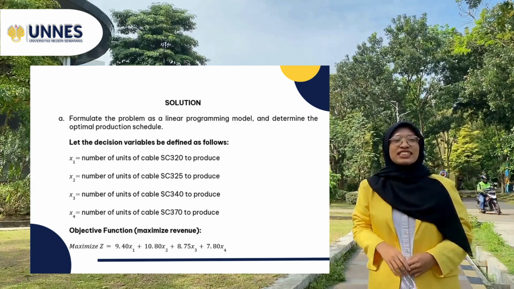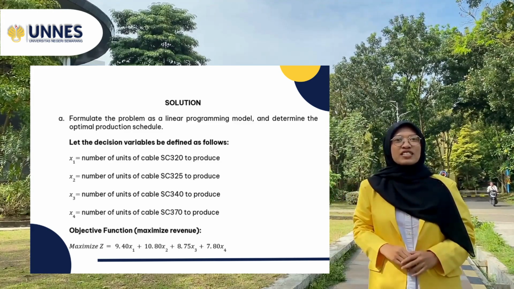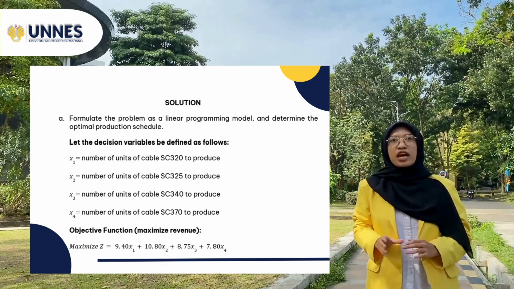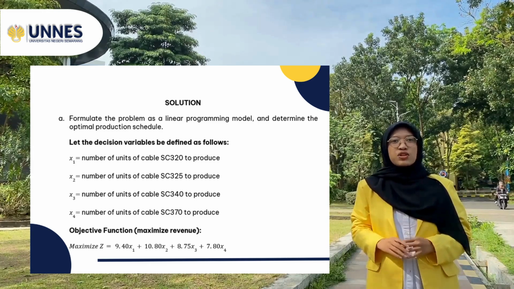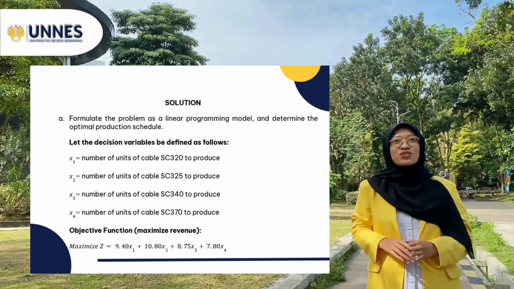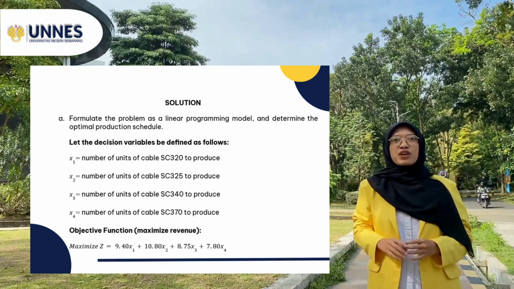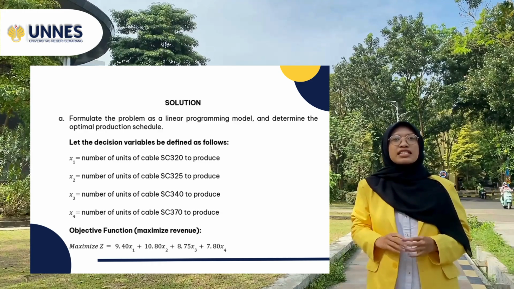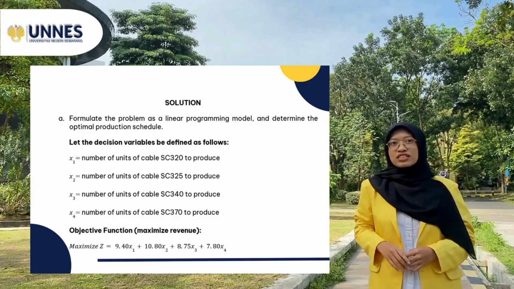Let's break it down. So, let the decision variables be defined as follows. X1 as number of units of cable SC320 to produce. X2 is the number of units of cable SC325 to produce. X3 is the number of units of cable SC340 to produce. And X4 is the number of units of cable SC370 to produce.